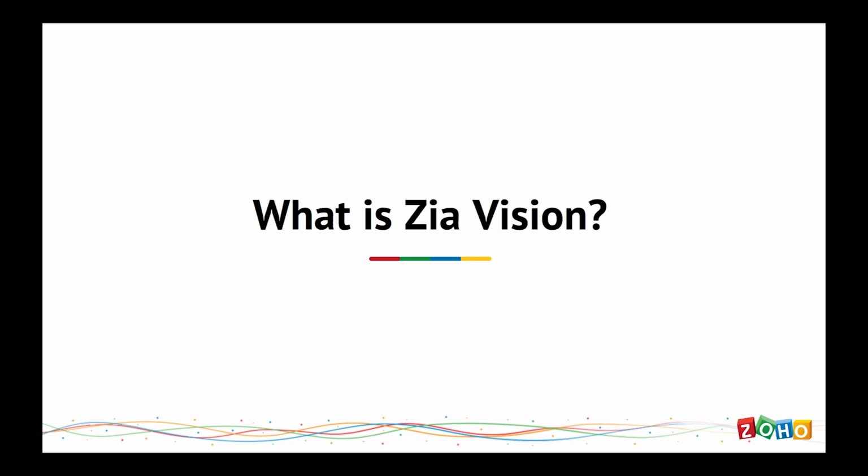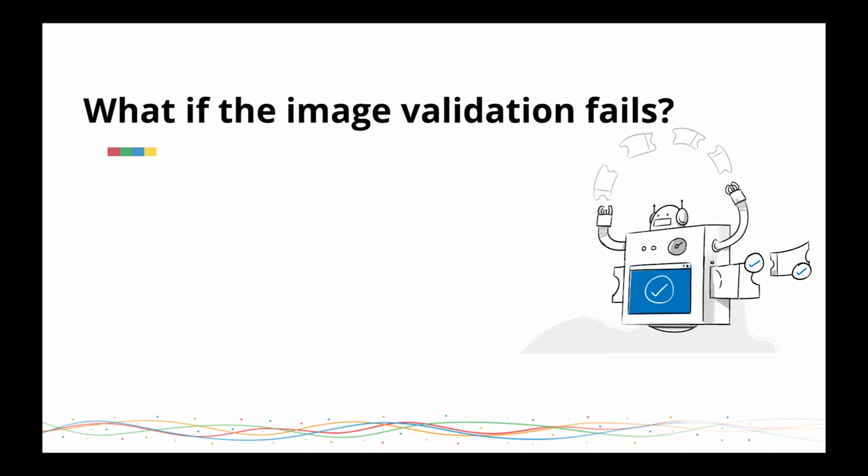As Zia Vision is used for validating the images uploaded to CRM, there should also be a corrective mechanism when the image validation fails. Let's look at the set of actions that can be configured when the image validation fails. Here are some of the actions. Do not create or update a record. The first option is to stop the record creation altogether. This might not be suitable for all businesses though.